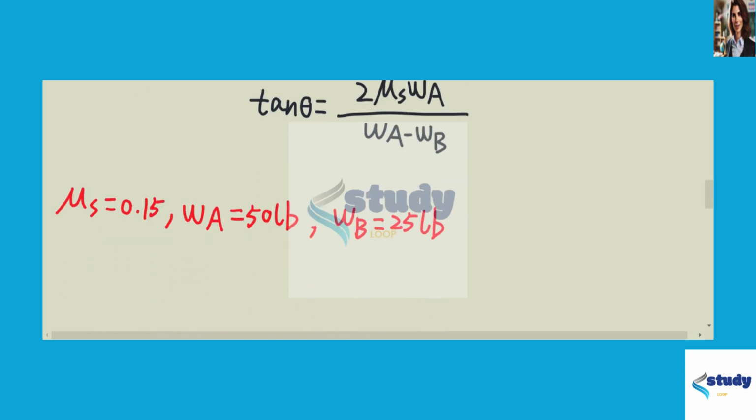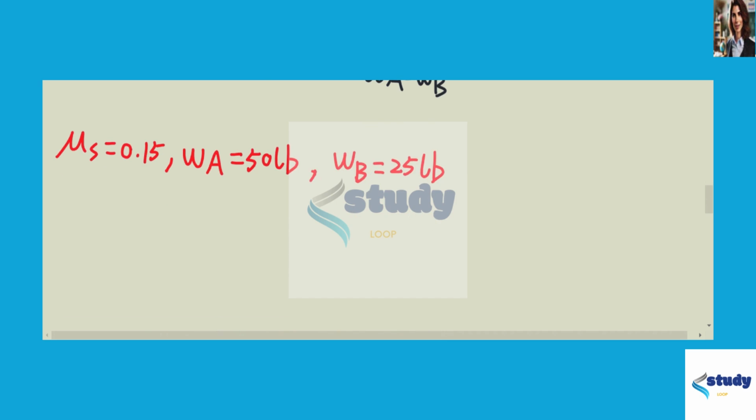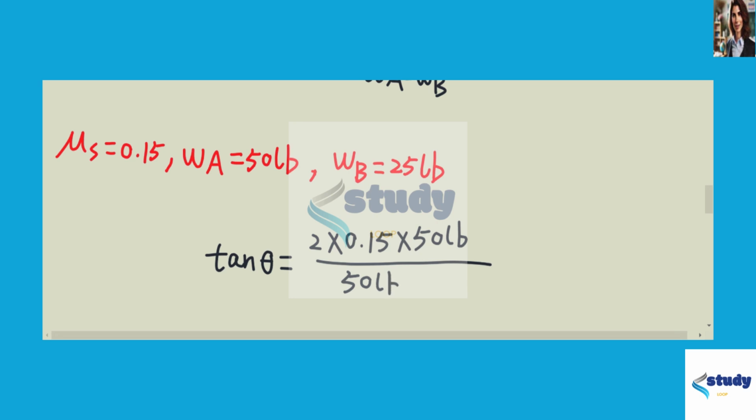So we know mu S is equal to 0.15, WA is 50 pound, WB is 25 pound. So therefore, tangent theta is equal to 2 times 0.15 times 50 pound over 50 pound minus 25 pound. And this will give us the tangent theta is equal to 0.6.